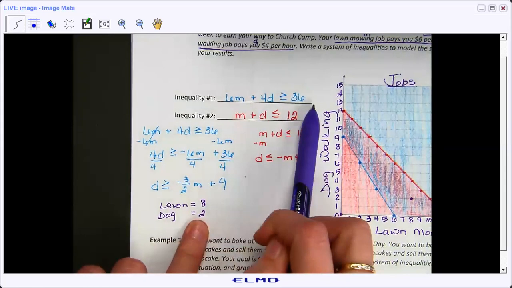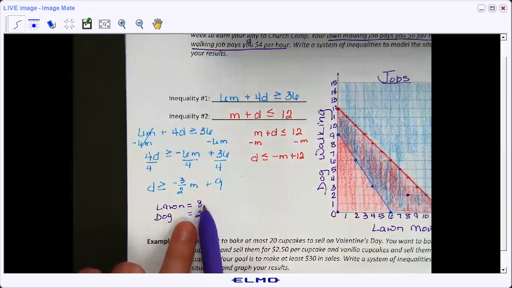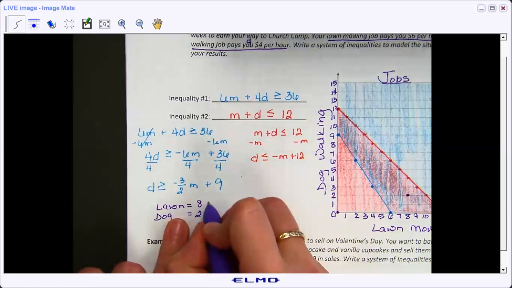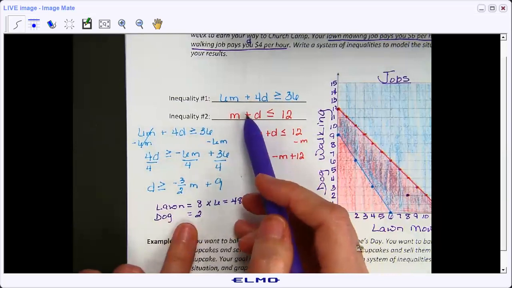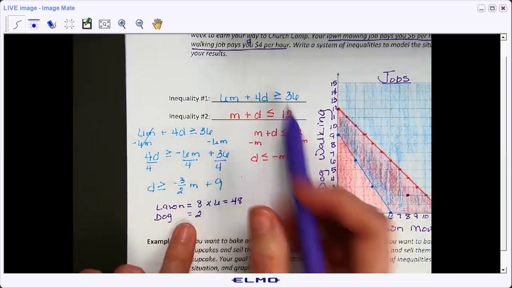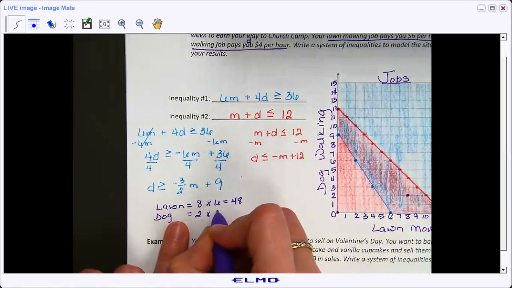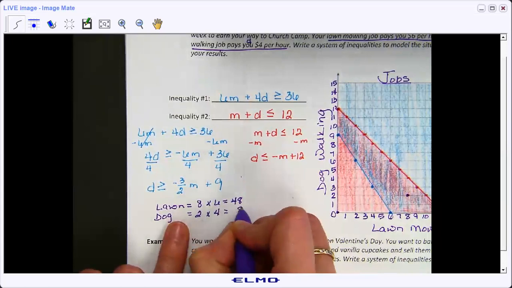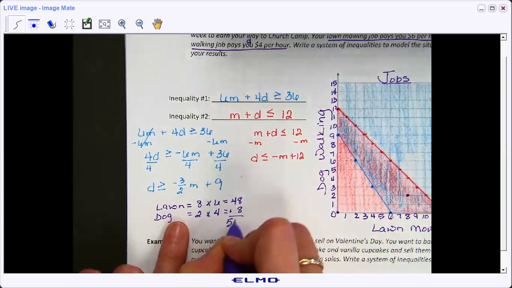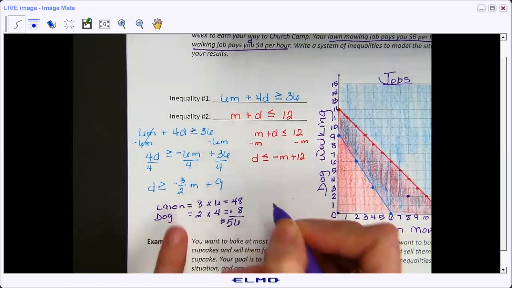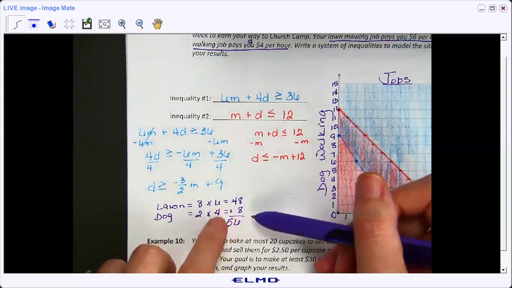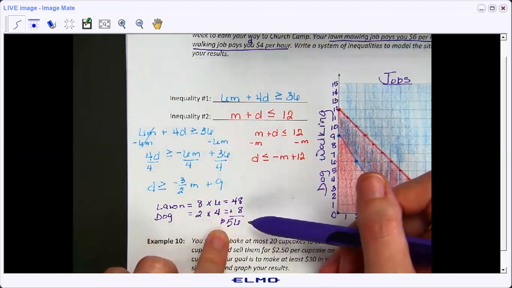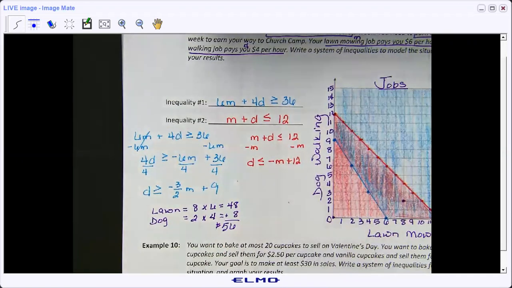Now, what about the money though? I make $6 an hour for mowing lawns. So 8 hours times 6 is 48. And then I make $4 per hour walking dogs, so 2 hours gives $8. So I make $48 and $8 for a total of $56. Did I make at least $36? Yes. And so that's how we can interpret these inequality graphs.